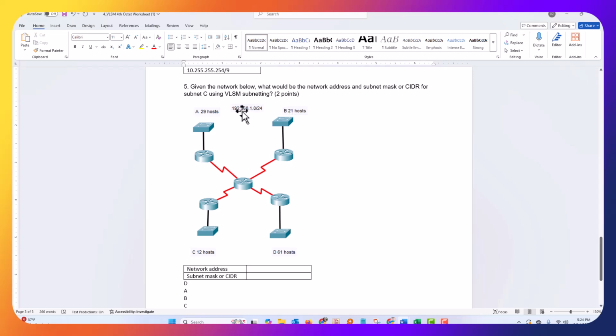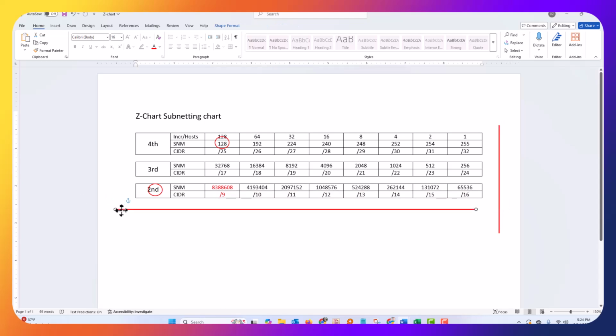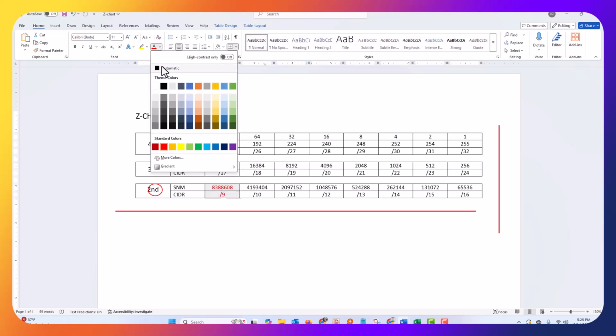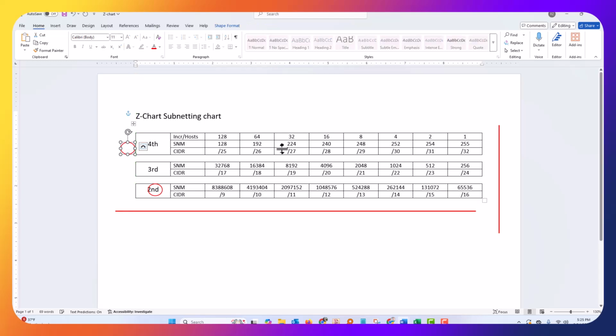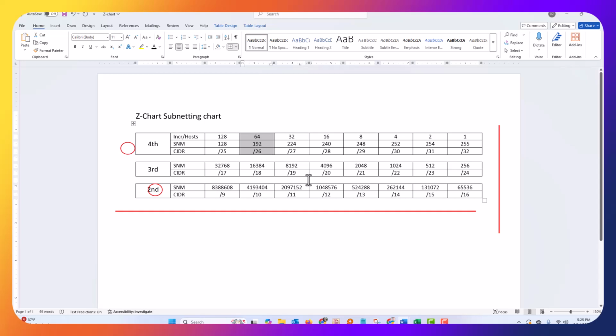So we're going to start here with 192.168.1.0, and we're going to add 61 hosts. In order to get 61 hosts, it looks like I would use this column right here. So I'm going to increment by 64: 192.168.1.64, and I should make note that that was a /26.